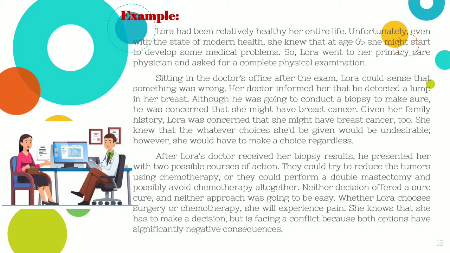For example, Laura had been relatively healthy her entire life. Unfortunately, even with the state of modern health, she knew that at the age of 65, she might start to develop some medical problems. So, Laura went to her primary care physician and asked for a complete physical examination. Sitting in the doctor's office after the exam, Laura could sense that something was wrong. Her doctor informed her that he detected a lump in her breast. Although he was going to conduct a biopsy to make sure, he was concerned that she might have breast cancer.